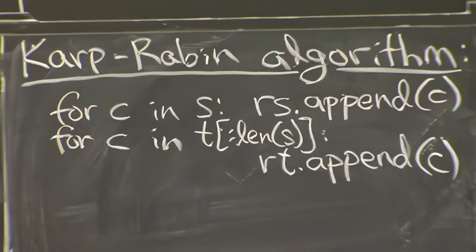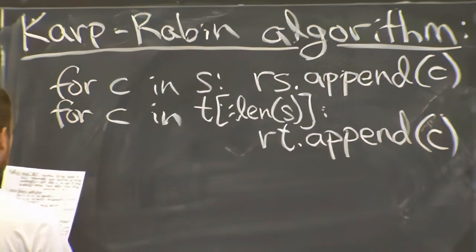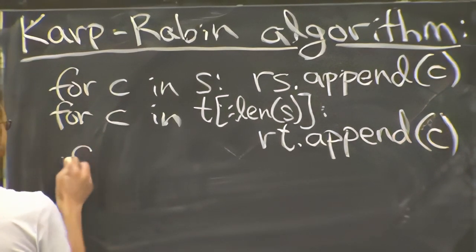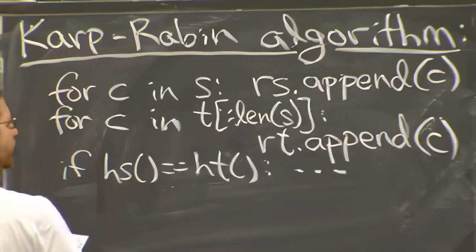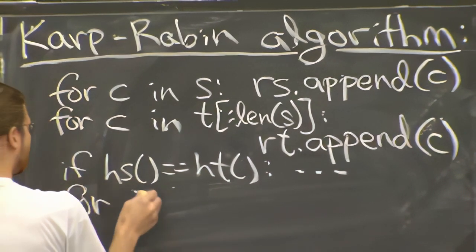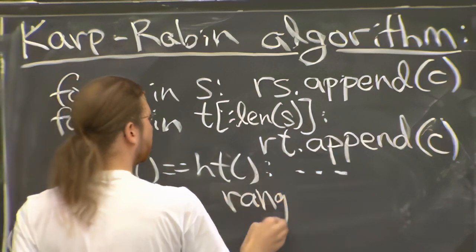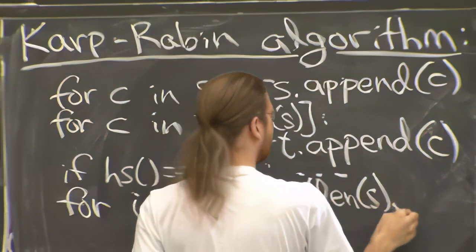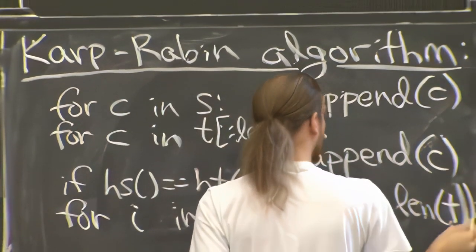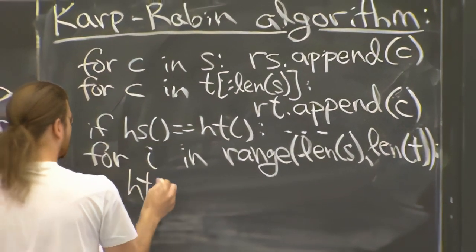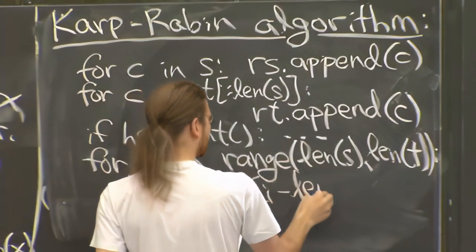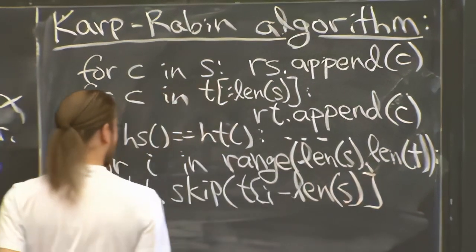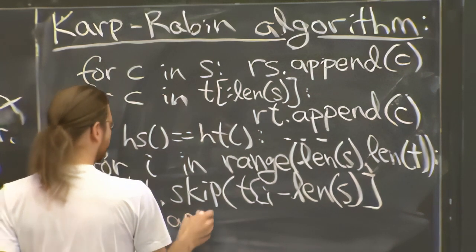If they're not, add one character, shift over by one. Add one character at the end, delete a character from the beginning. I'm going to have to do this many times. So I guess technically I need to check whether these are equal first. If they're equal, then we'll talk about it in a moment. The main thing I need to do is this for loop, which checks all of the other positions, and all I need to do is throw away the first letter, which I know is t of i minus length of s, and add the next letter, which is going to be t of i.